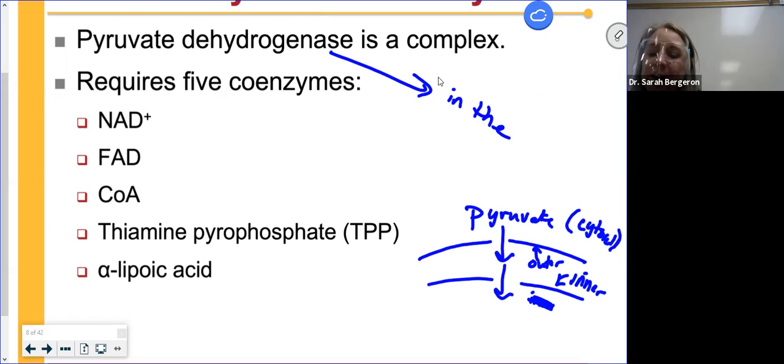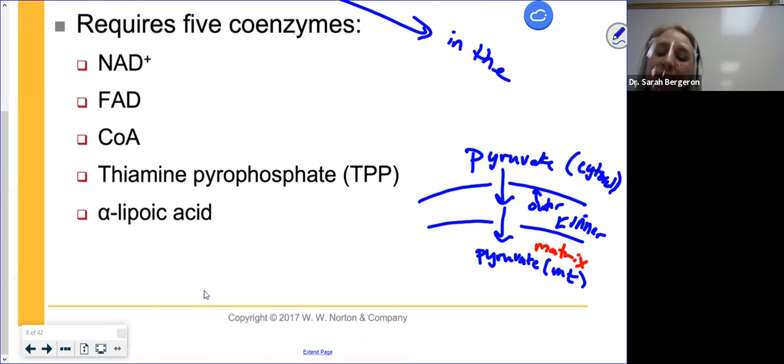You biologists in here, y'all got this? So then where are we here? We're in the matrix, right? Because the mitochondria is a double membrane organelle. So now we have pyruvate in the mitochondria. So now that we're in the mitochondria, we can convert pyruvate to acetyl-CoA.